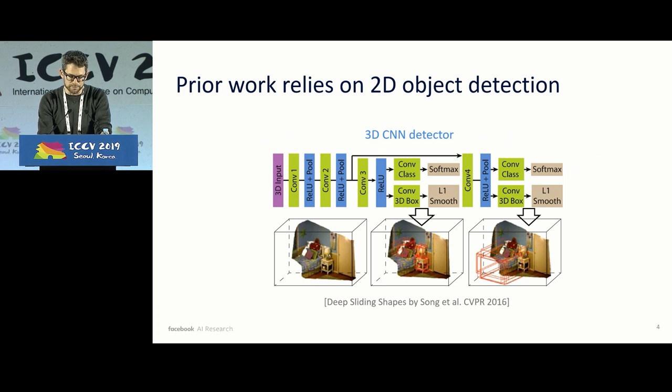Prior work also attempted object detection directly in 3D. However, this time, it was the methodology which was adopted from 2D detection pipelines. Specifically, this requires dense object proposals, which in 3D simply becomes computationally too heavy.